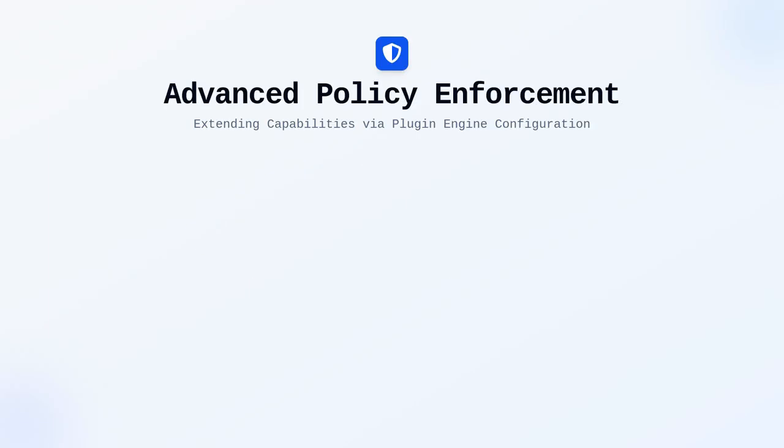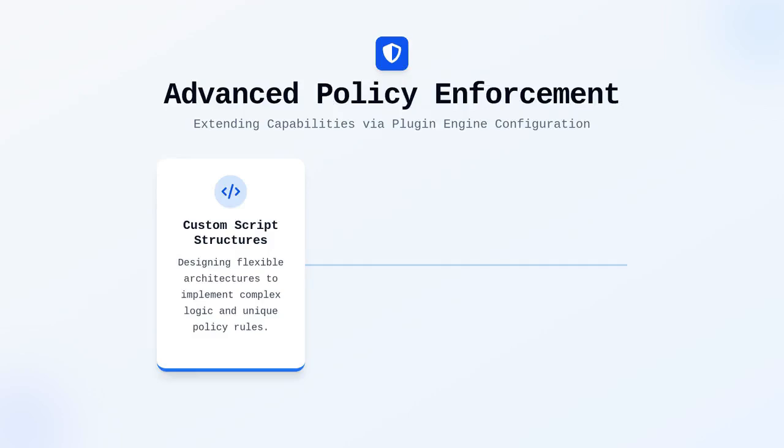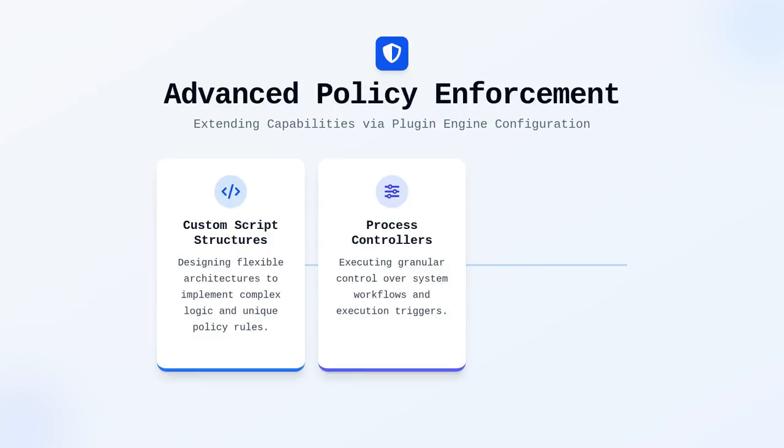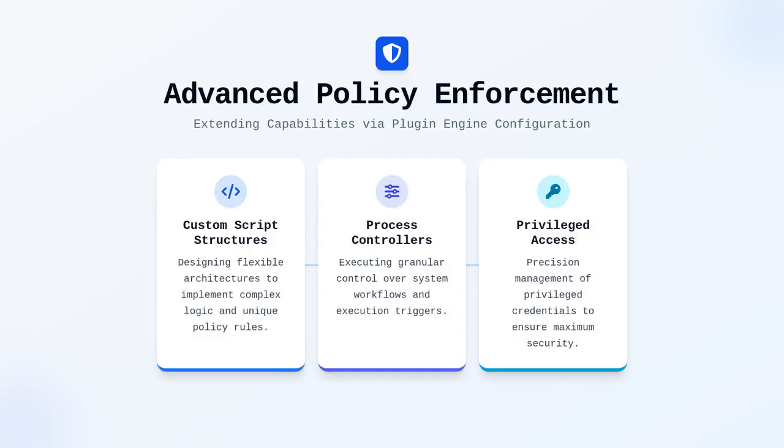Welcome back. Let us dive into the intricacies of extending policy enforcement through the advanced configuration of the plugin engine. We will explore how custom script structures and process controllers allow for granular control over privileged credential management. When we discuss the terminal plugin controller, we are essentially looking at the orchestration layer that governs how the central policy manager interacts with disparate target systems.